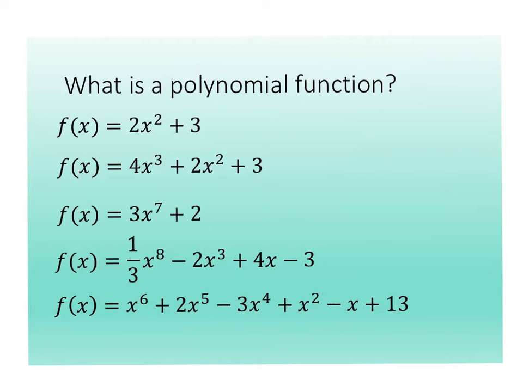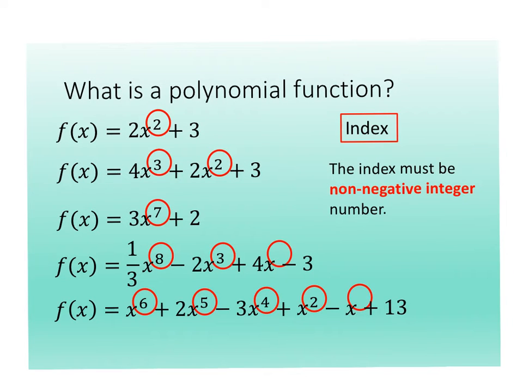Notice that with these functions, the x all have power. And this basically, if you can recall, is actually 3x to the power of 0, because x to the power of 0 is 1. Okay? Now, let's have a quick look. What I've done is circle all the indices. For a polynomial function, you must have non-negative integer numbers. That is the most important. So anything to do with polynomial function is non-negative integer number. This is how you could determine whether it is a polynomial or not.